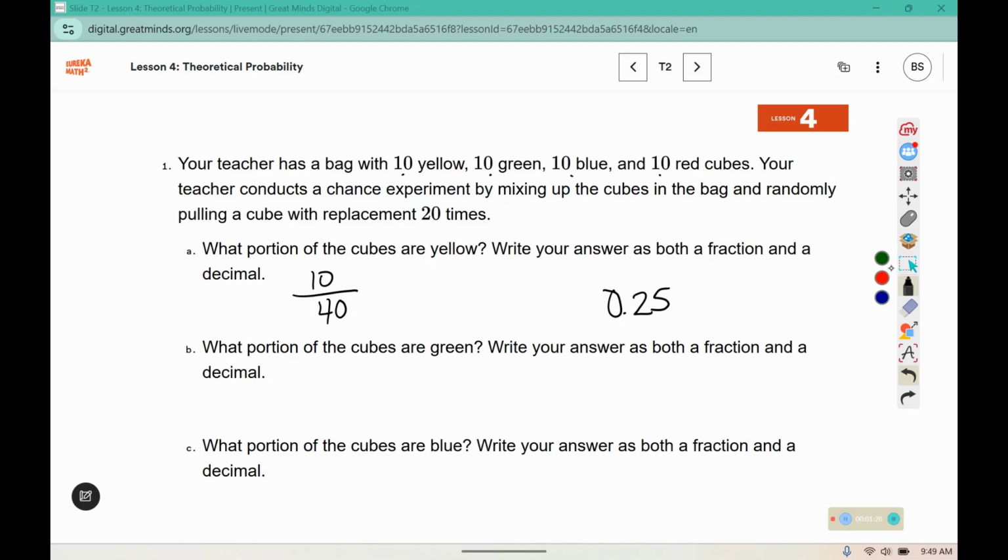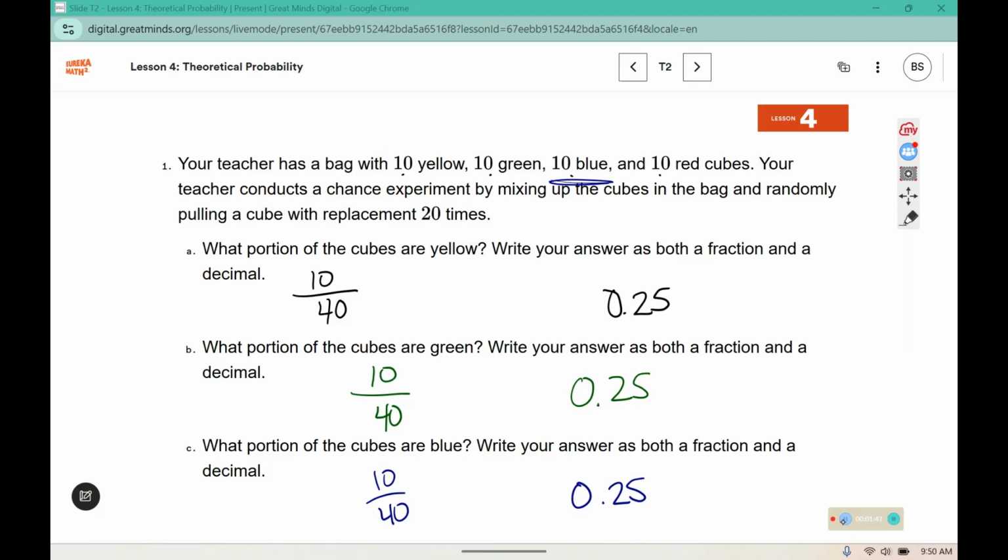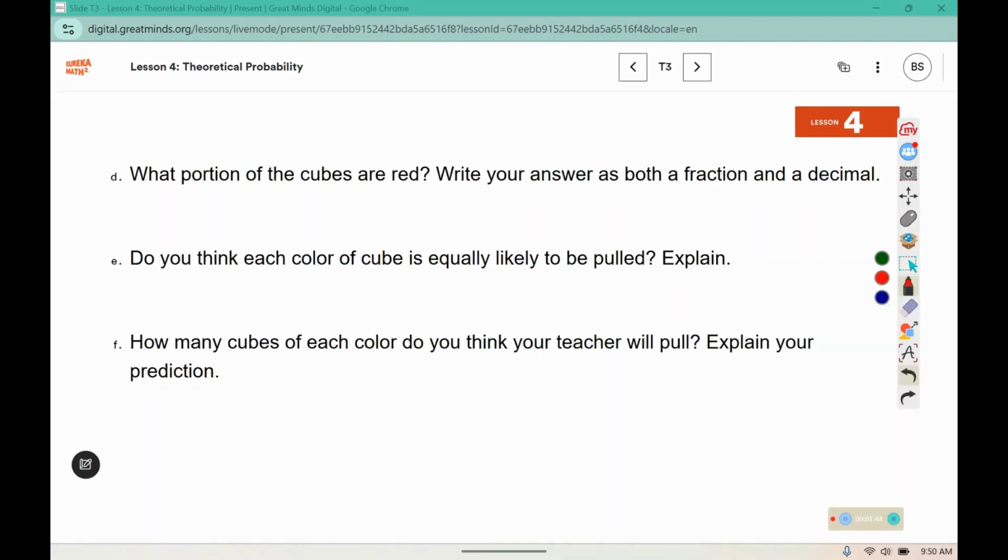What portion of the cubes are green? Again, 10 out of the 40 cubes altogether. What portion are blue? 10 out of 40. And what portion are red? Also 10 out of 40, which is 0.25. Do you think each color of cube is equally likely to be pulled?